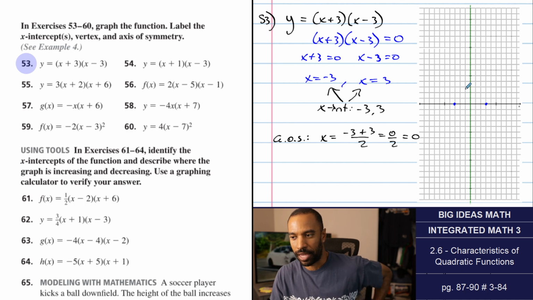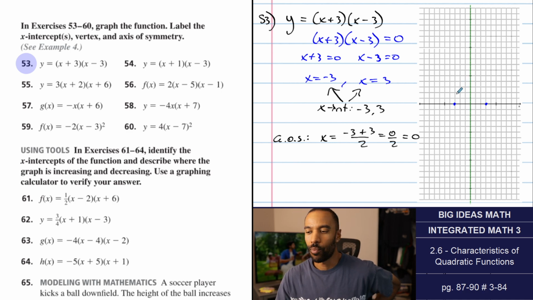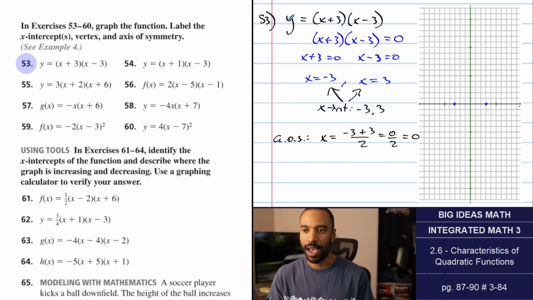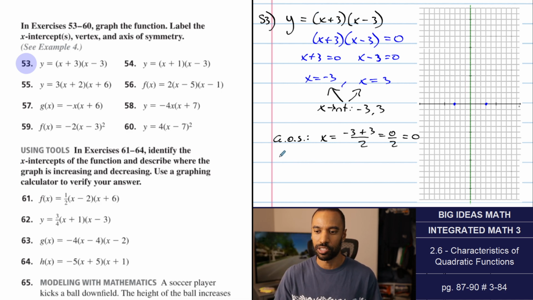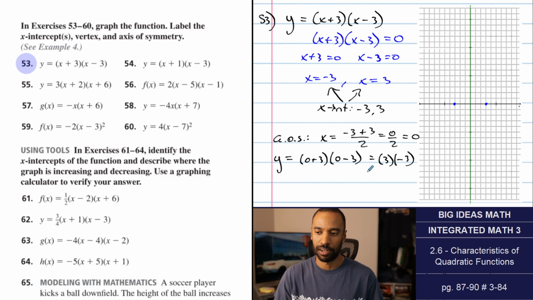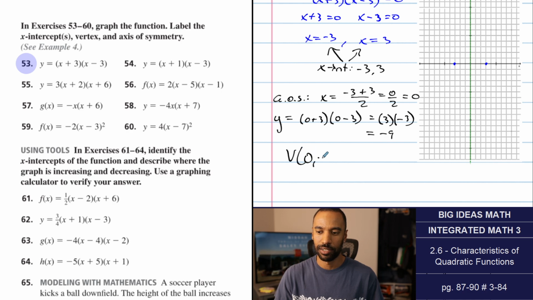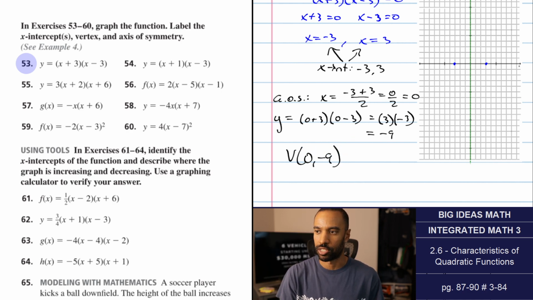They did say label that thing, so I will at the end. And they want the vertex. Now the vertex is on the axis of symmetry, so to find it, you're going to have to substitute 0 for x to find y. So 0 plus 3 times 0 minus 3. That's 3 times negative 3, which is negative 9. So your vertex is at 0, negative 9, and from there we can do the rest of our graph.